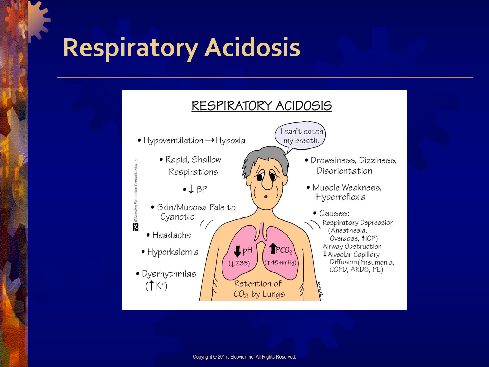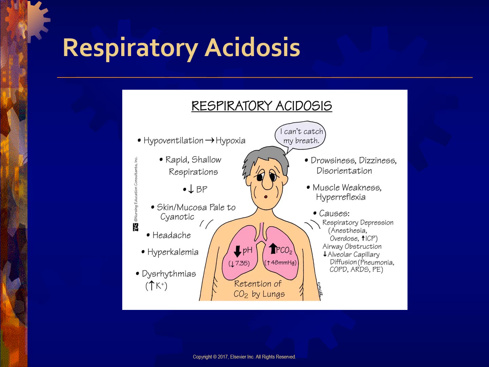Here we have a picture of respiratory acidosis. This is someone that has hypoventilation leading to hypoxia. They're going to have rapid, shallow respirations and a lower blood pressure. Their skin and mucosa are going to be pale and cyanotic. They may have a headache, and they might have an elevated calcium or potassium. Because of that high potassium, they could be at risk for arrhythmias, sometimes fatal arrhythmias. They would be drowsy, dizzy, disoriented, and have muscle weakness and hyperreflexia.